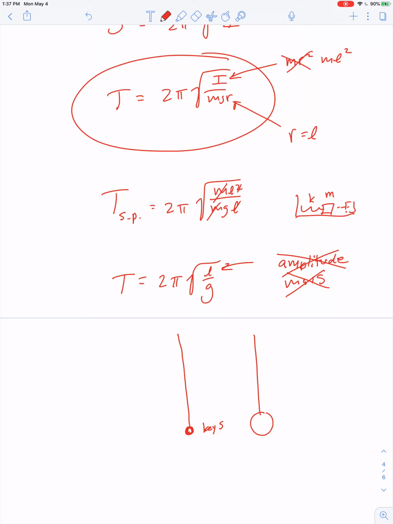Now, roughly speaking, you might have to make the string a little bit shorter in this case to account for the radius of the bowling ball. The length of the pendulum is not the length of the rope. The length of the pendulum is from the top of the rope to the center of mass of the pendulum bob. Okay?